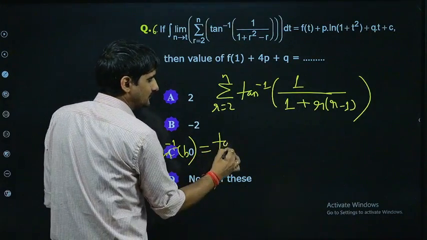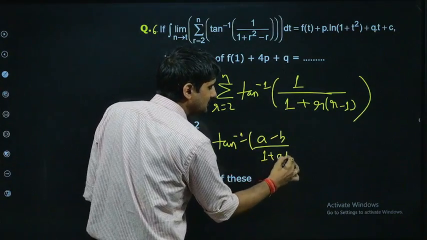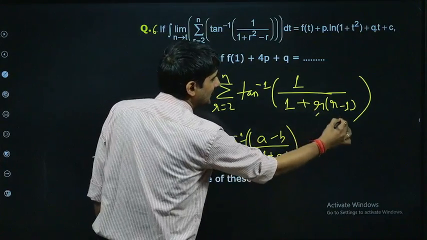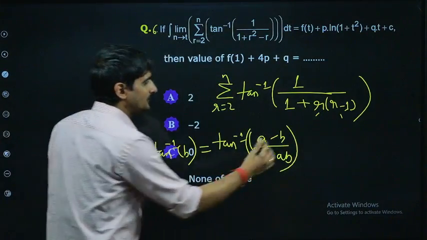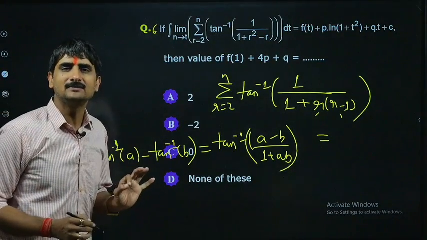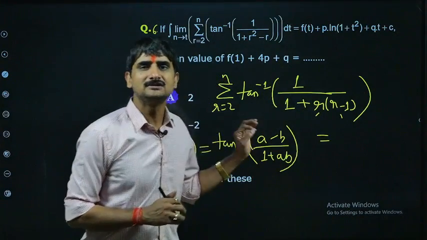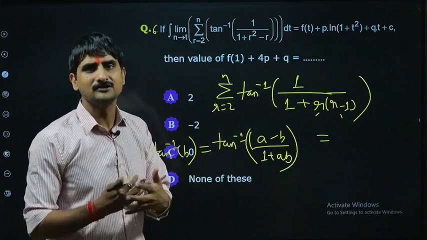So what do we know for it? So tan inverse (A minus B) upon (1 plus AB), that's it. So A and B. So the idea is to break C. That's a very important method to solve a series, and that is, the idea is to break the general term of the series as a difference of 2 terms.